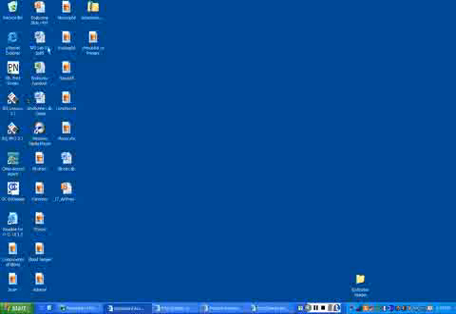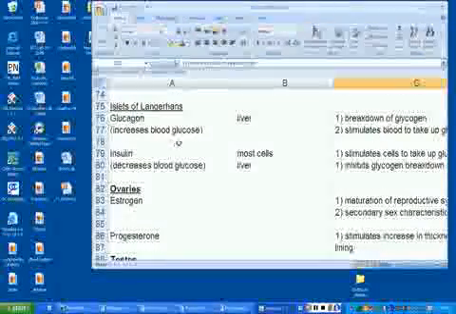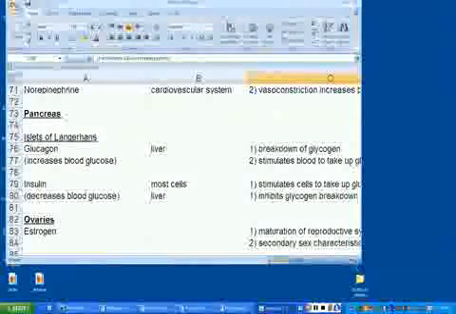I'm going to open up our main handout now. Where's the little X for Excel? There it is. And look, we open it right up to what organ? Pancreas.